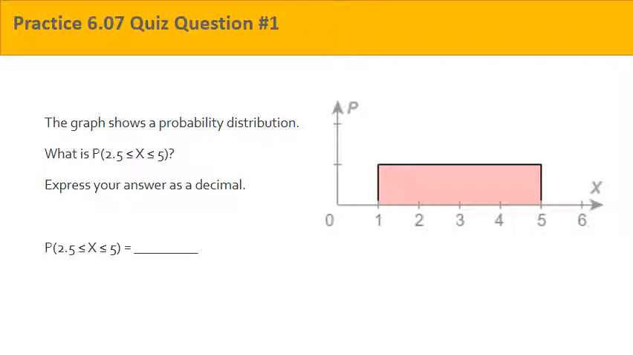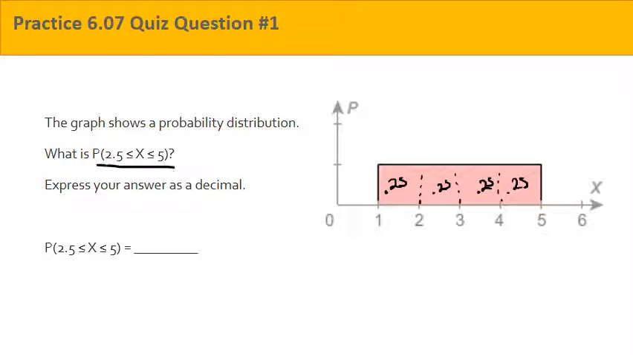Alright, so in 6.07, let's look at number 1. The graph shows a probability distribution. Notice that it is uniform. It is the same across all from 1 to 5. So just by looking at this, I know I can divide it up into pieces. Like this is 25%, so 0.25, 0.25, 0.25, 0.25.